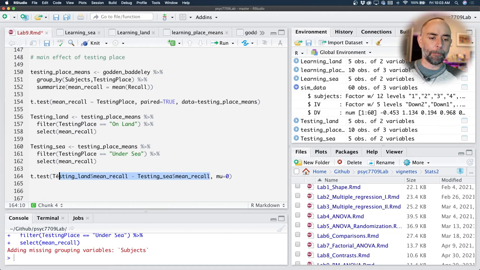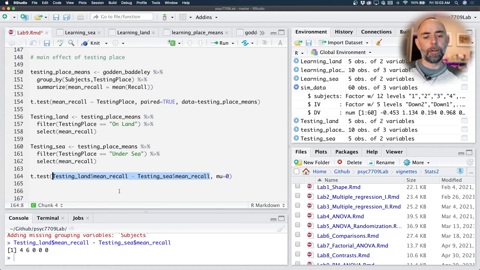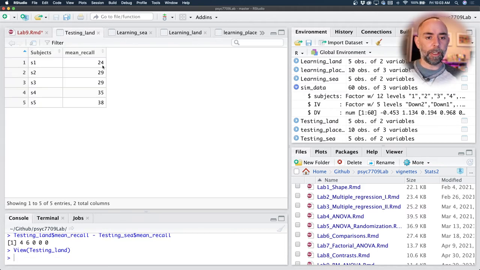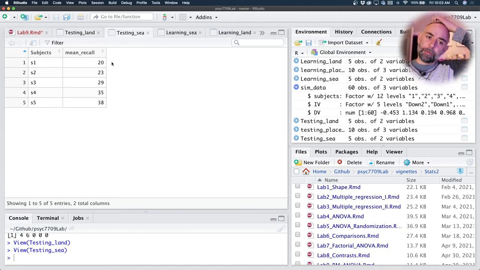All right, if we look at this vector of differences, then we should have the differences between subjects collapsing over the learning condition and just looking at the testing condition. So if we looked at testing land and testing sea, it looks like subjects 3, 4, and 5 had the same average scores, so they're not different. But subjects 1 and 2 are different, and so we're seeing those differences here, 4 and 6.